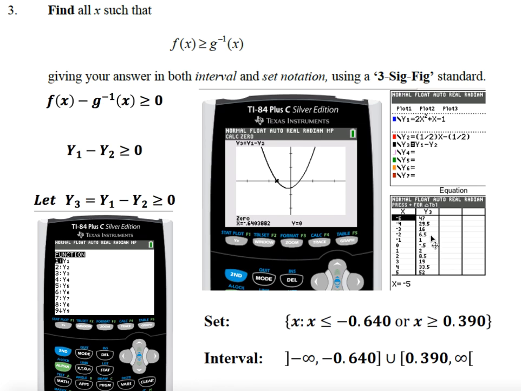Okay, that's pretty much it. Crash course on some linear functions, quadratic functions, a little bit of inverse, looking at inequalities. Hope that was helpful.